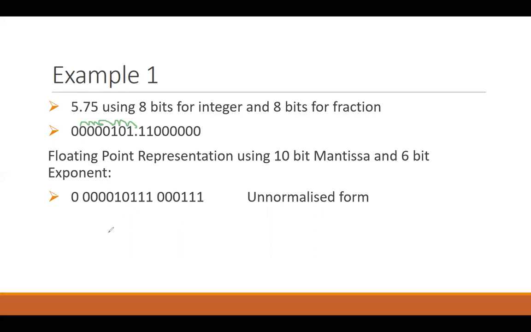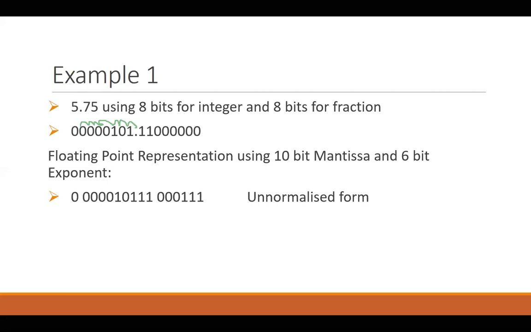The first 10 bits of the value are my mantissa. But this is not in normalized form. This is unnormalized form. Remember that the exponent is not playing any part in the magnitude of the value. The exponent is just telling us where the binary point is going to be.